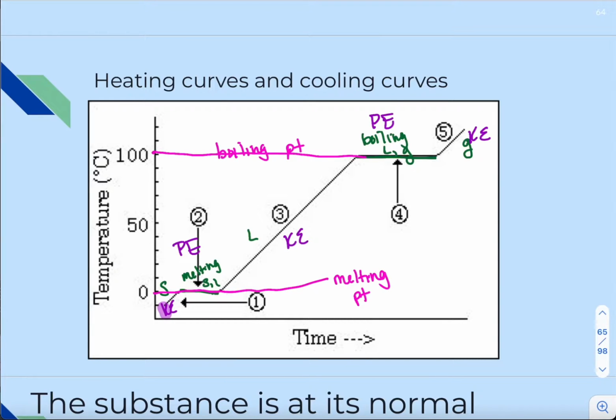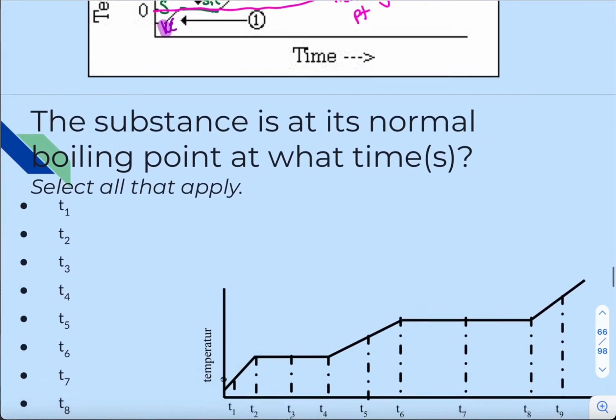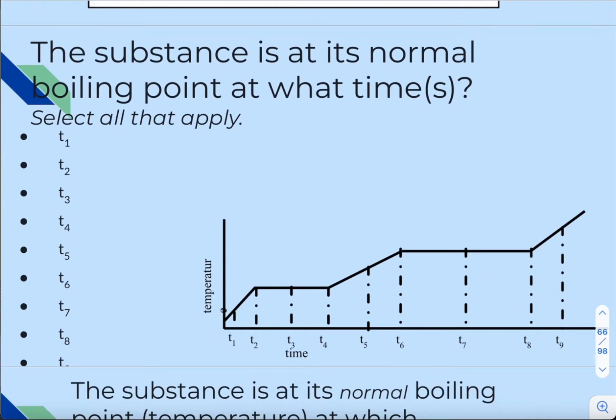So let's talk a little bit about these types of curves, just so you have some familiarity. The substance is at its normal boiling point at what time? Normal boiling point just means at 1 atmosphere, okay? So you can assume that these graphs are at 1 atmosphere unless you're told otherwise. So this is asking you, where's the boiling point? We just said the boiling point is right here. So that means 6, 7, and 8 are all at the boiling point. 6 is where it hits the boiling point, 7 is about halfway done boiling, 8 it's finishing up boiling.